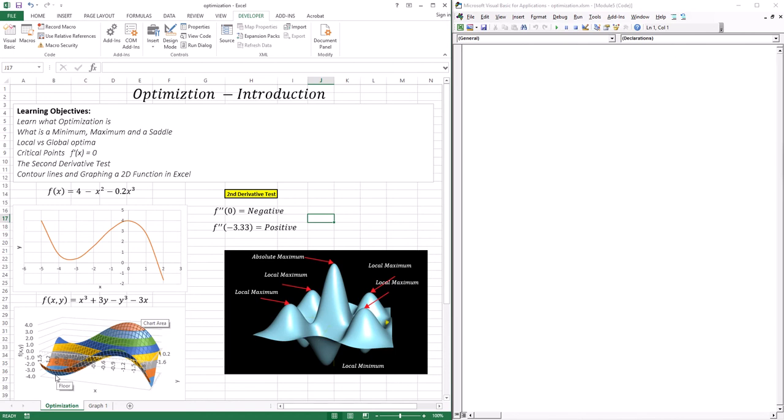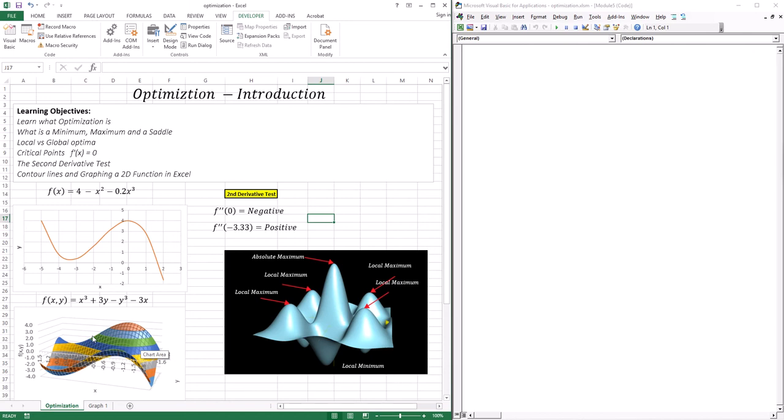The minimum is the point which is the smallest in that region, and a maximum is the point that is the maximum in that region. Now, when we're dealing with a 2D function, which means we're dealing with a plane, there's a third type of point that we come across, which is the point here.